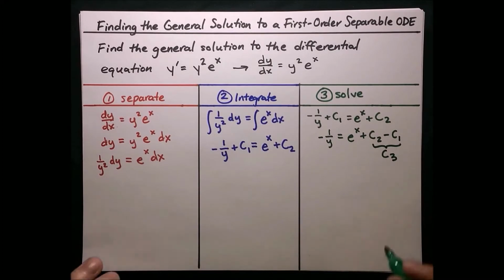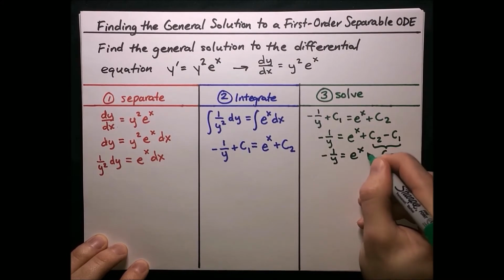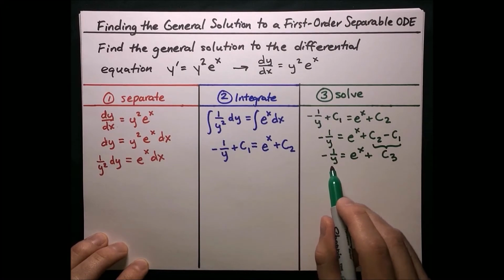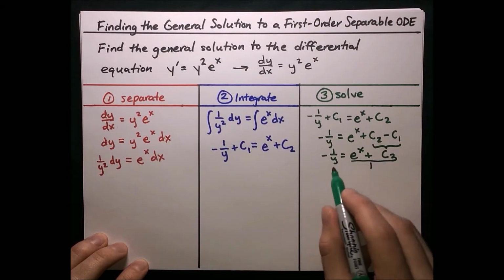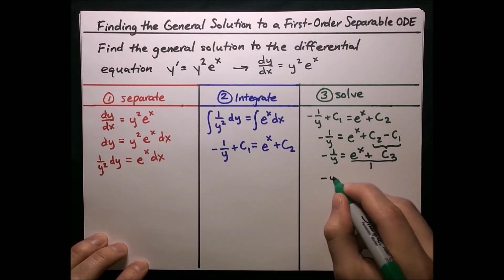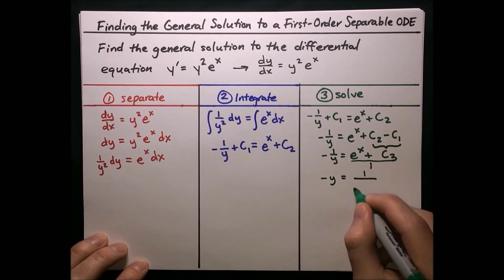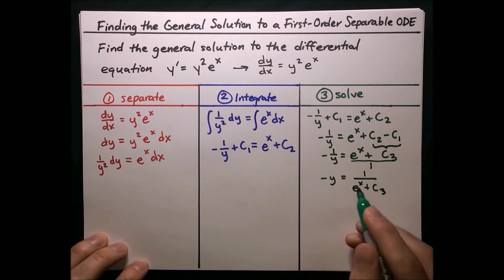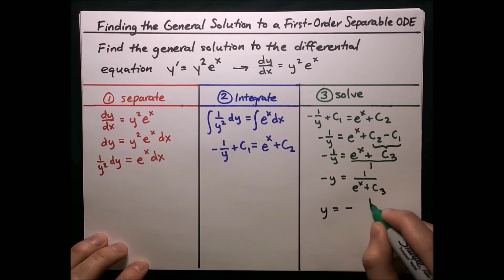So now we've got a simpler equation, just negative 1 over y equals e to the x plus c3. And we can solve for y here. So first of all, let's just flip both sides of the equation. We'll treat them both as fractions, and then take the reciprocals of both sides. So we'll get negative y over 1, or just negative y, equals 1 over e to the x plus c3. And then we can just cancel out that negative by multiplying both sides by negative 1. So y equals negative 1 over e to the x plus our constant.